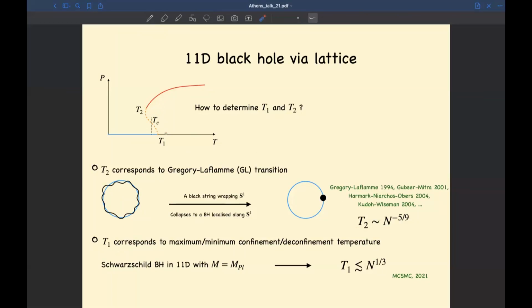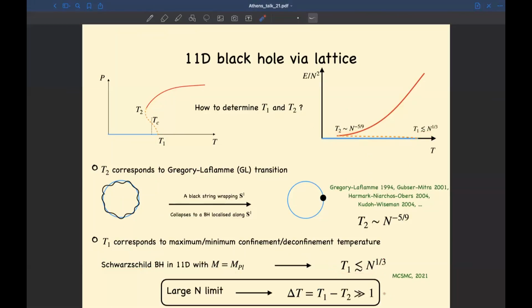On the other hand, T1 corresponds to the maximum confinement or minimum deconfinement temperature. In order to get a rough estimate of this, what we did was to consider a Schwarzschild black hole in the 11-dimensional case and consider its mass to be the Planck mass. Now, carefully doing the computation, one ends up with a temperature that scales as n to the 1/3. So this means that T1 grows with n, while T2 becomes smaller and smaller with n. So the difference in a large n scenario would be rather large. And this is shown here.